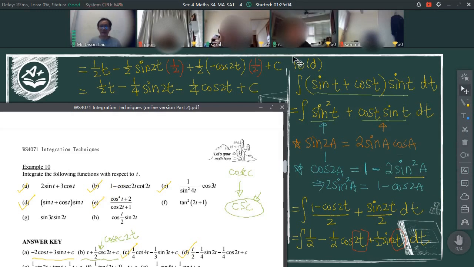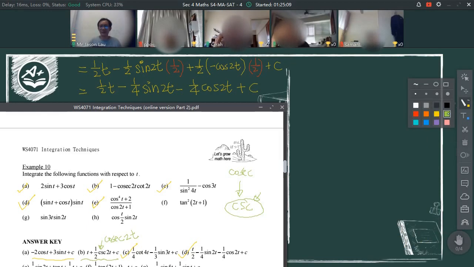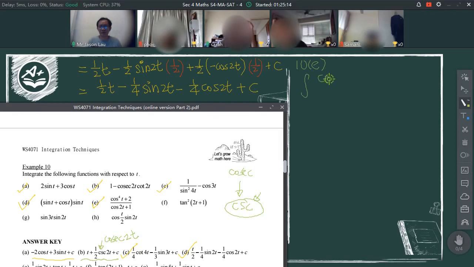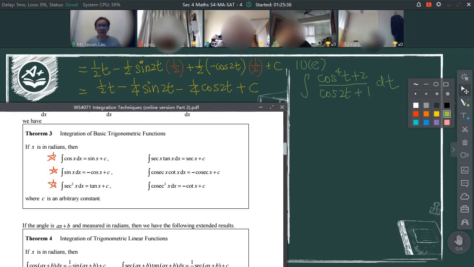Okay. E, I copy down the question. E is considered an interesting question. A lot of things to worry. Yeah, so this is the question. In the formula list, there's no such form at all for us to integrate. So we cannot use any of the formulas to directly do it.